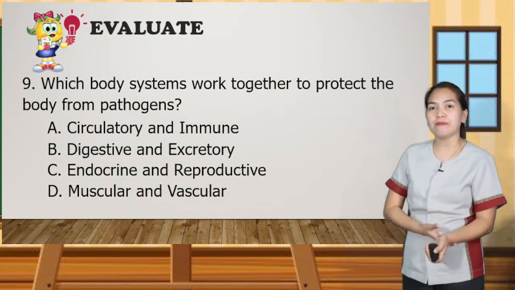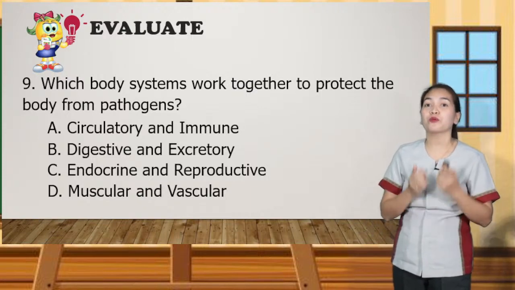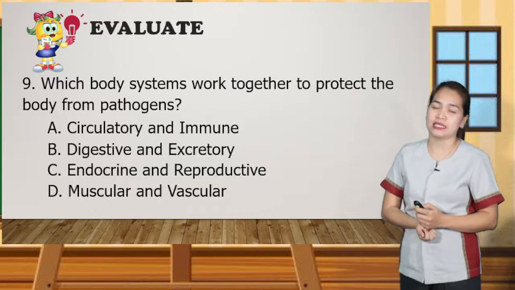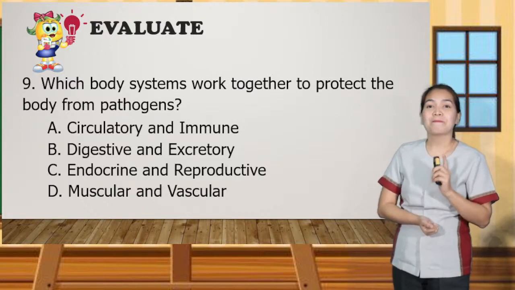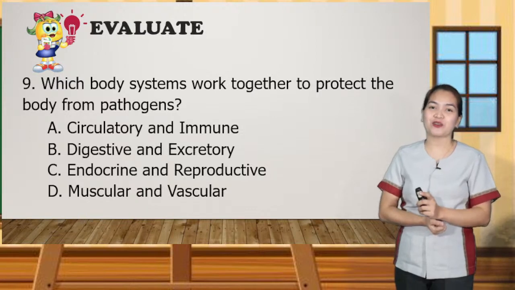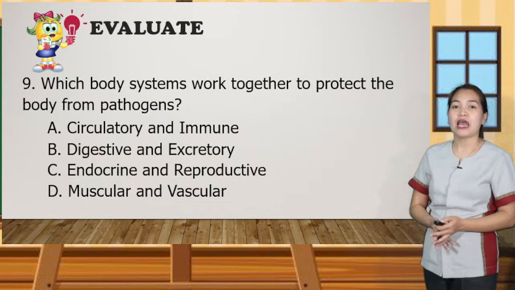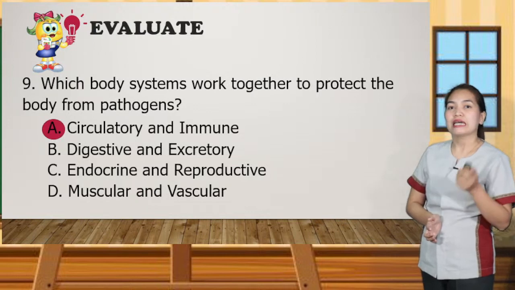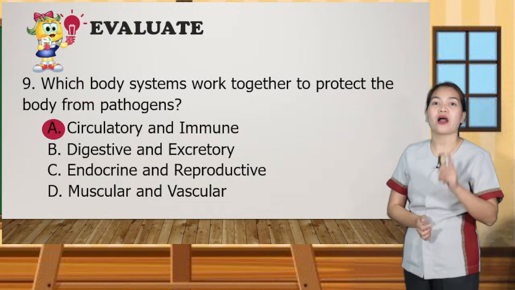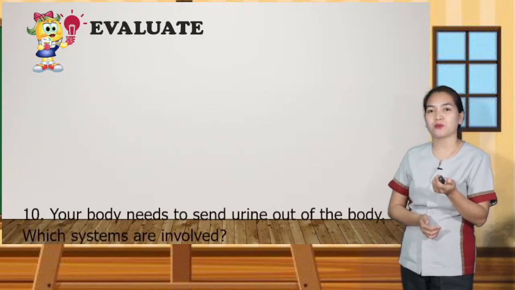And number 9, which body systems work together to protect the body from pathogens? A, circulatory and immune. B, digestive and excretory. C, endocrine and reproductive. D, muscular and vascular. And the answer is the circulatory and immune system. Next, let's go down to the last one.